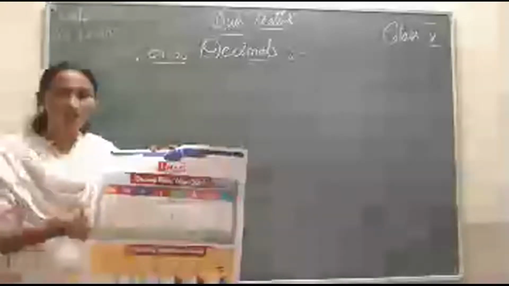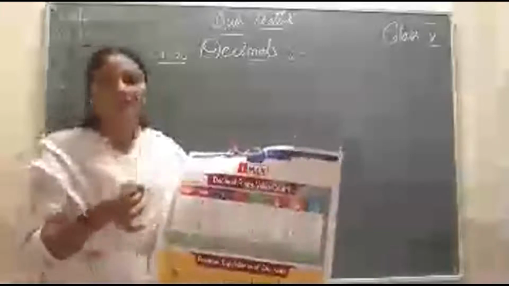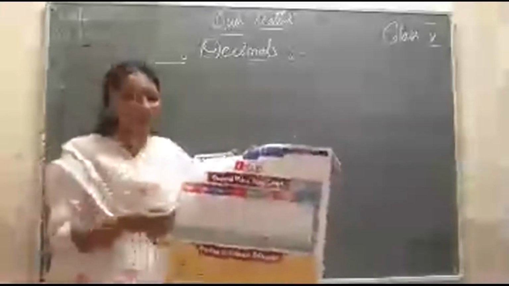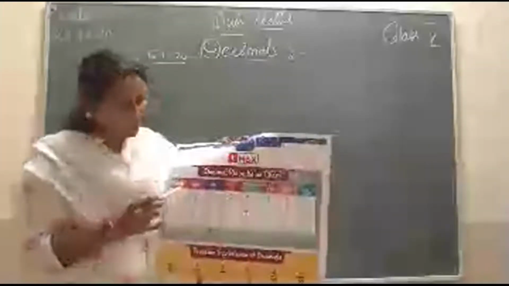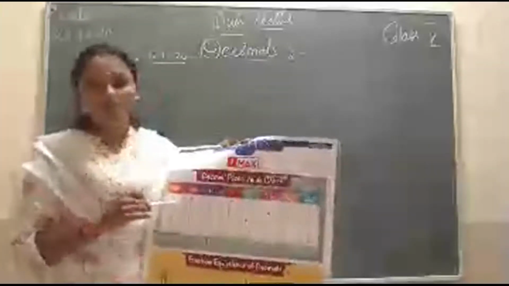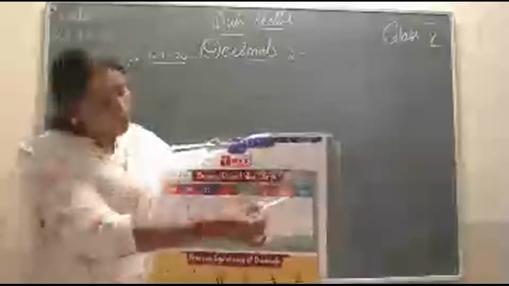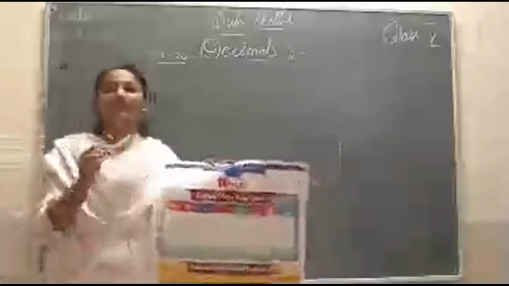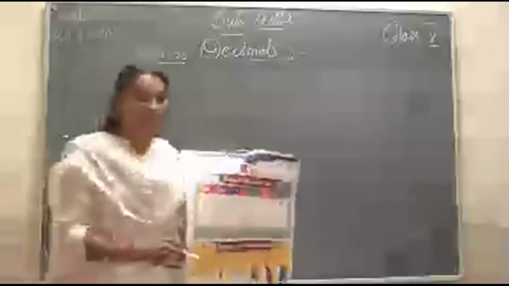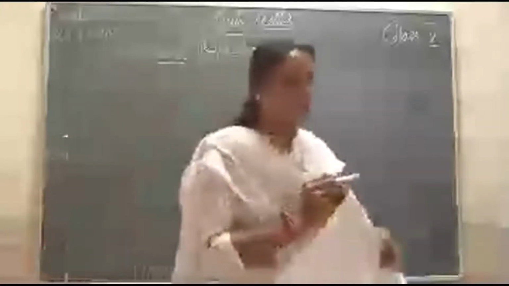Before the decimal point, this is ones, tens, hundreds, and thousands. This is the whole part. The right side is the decimal part. What is another name of the whole part? It is the integral part.